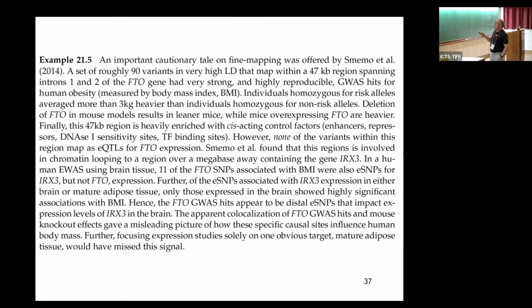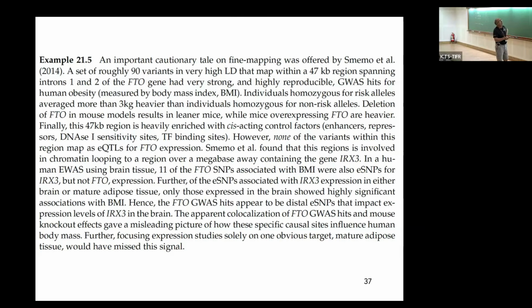However, none of these mapped as eQTLs for FTO expression. Remember, I'll talk about this a bit more. We can take the level of RNA at a specific gene and treat that as a quantitative trait. It shows variation. We can ask, are there loci that influence levels of expression? Well, none of these sites within FTO were eQTLs for FTO expression. None of these sites in the intron of that gene influences expression.